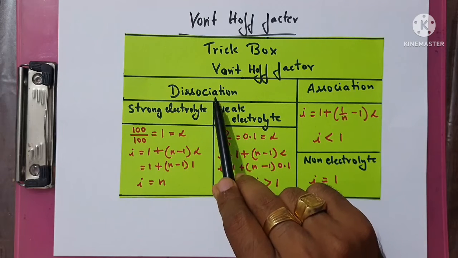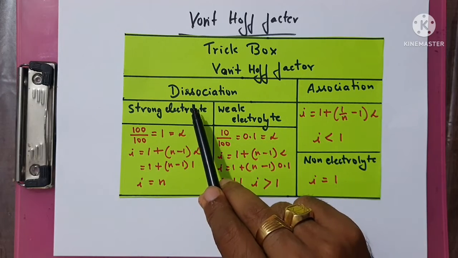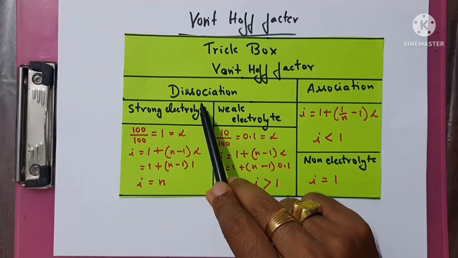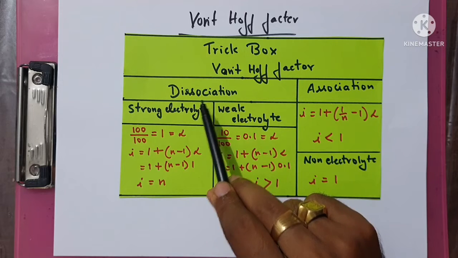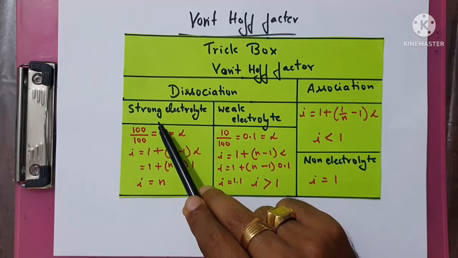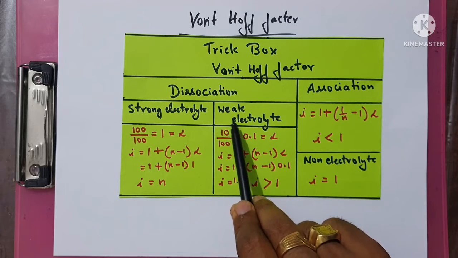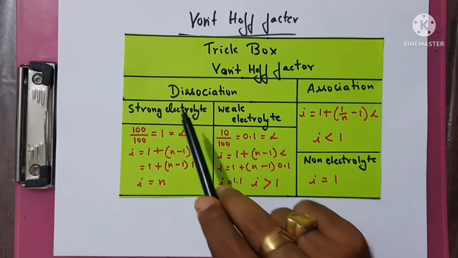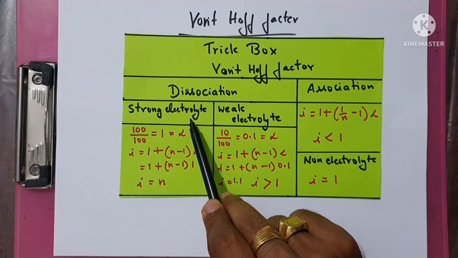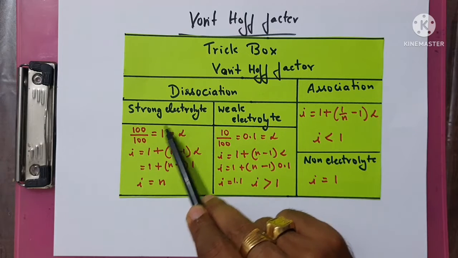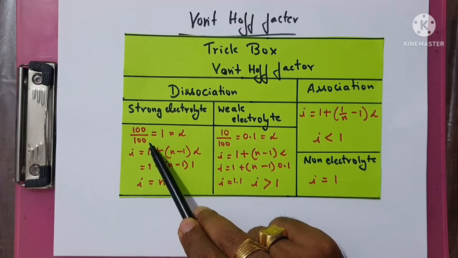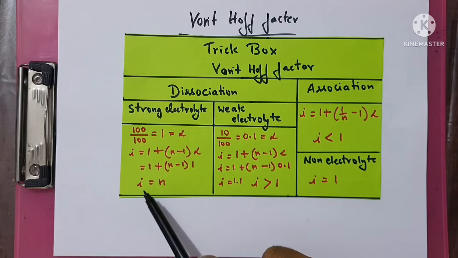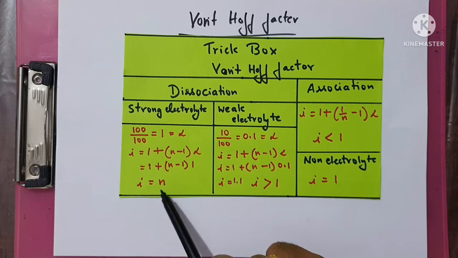In case of dissociation, the electrolyte dissociates. There are two types: one is a strong electrolyte, the other is a weak electrolyte. When it comes to a strong electrolyte, children, the dissociation is 100%. That is why you should know that i is always equal to n, the number of ions.